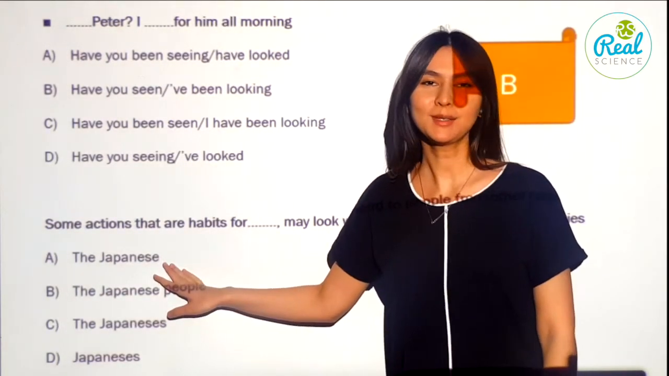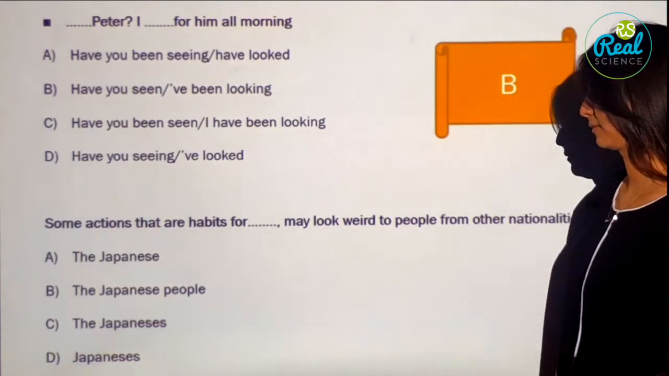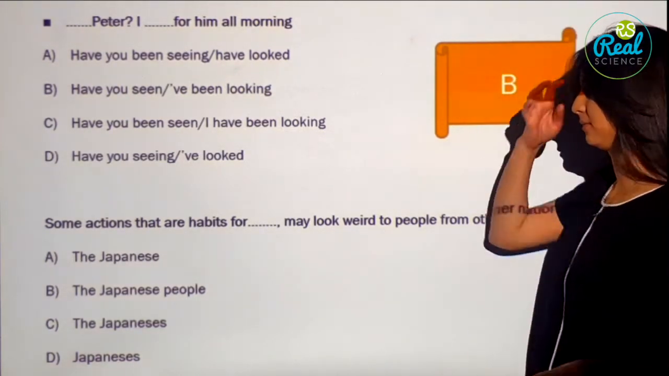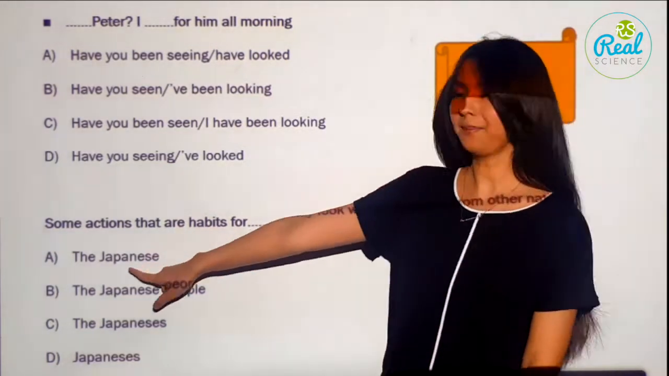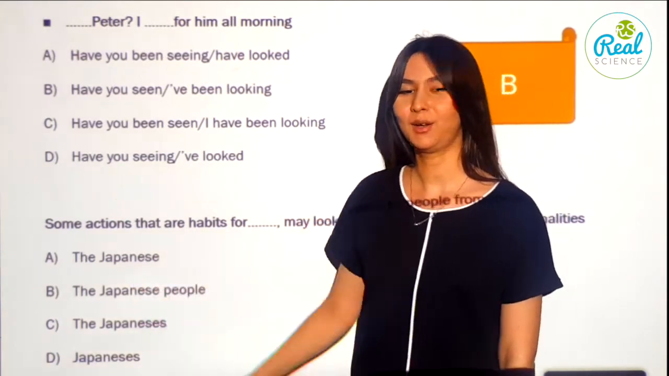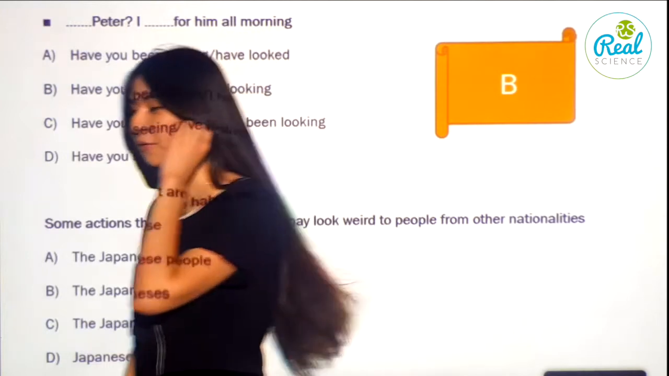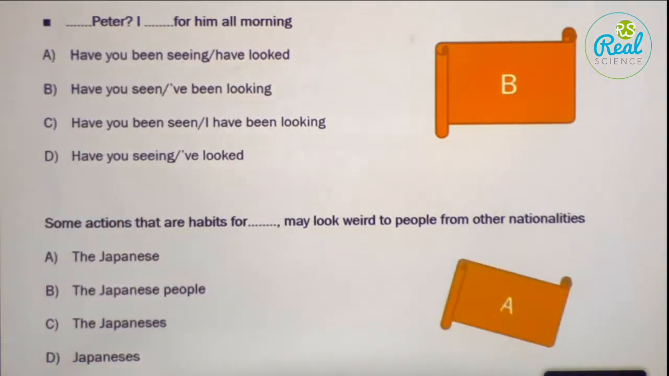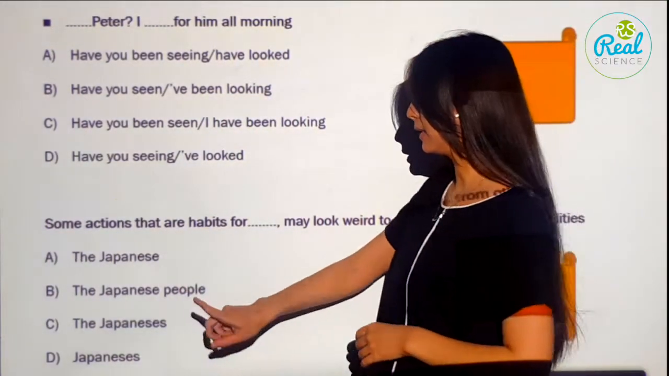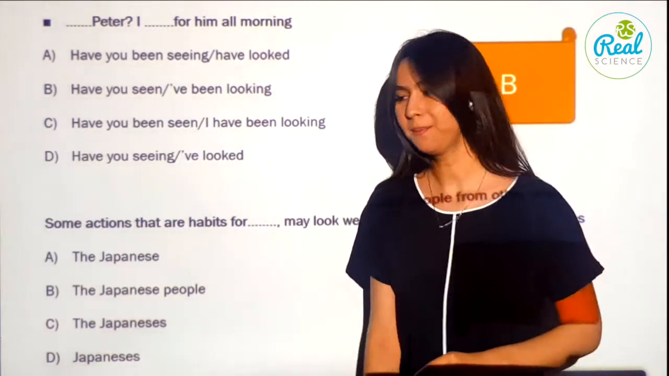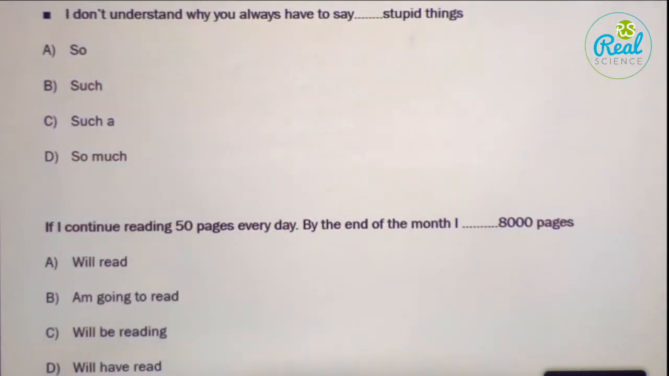Next, volunteers. Some actions that are habits for the Japanese may look weird to people from other nationalities. Samandar, yes, A. You are right, Samandar. It was A, the Japanese, not the Japanese people. Okay, next one.